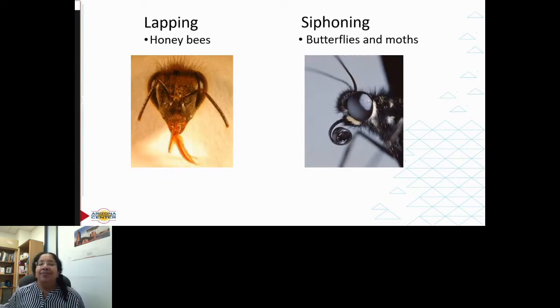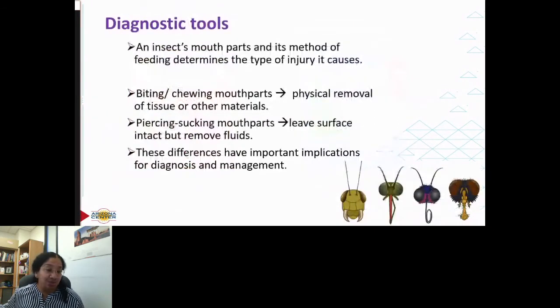Okay, and insect mouth parts are important diagnostic tools because they determine the type of injury an insect causes. So biting and chewing mouth parts actually result in physical removal of tissue or other materials like food, whereas piercing and sucking mouth parts leave the surface intact. Sometimes there'll be a little bump or a little welt, but basically the surface is intact, and they remove fluids, which can be blood, or in the case of plants it can be plant sap, right? And these differences have important implications in managing these pests. Okay, so that's what we're going to talk about in the coming part of the presentation.